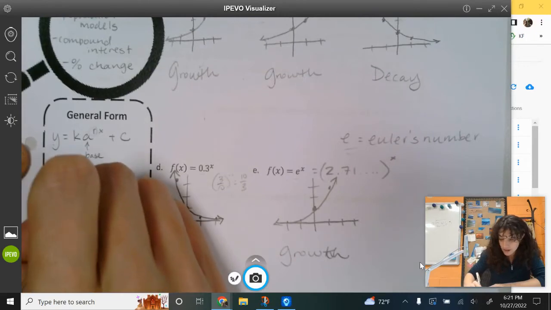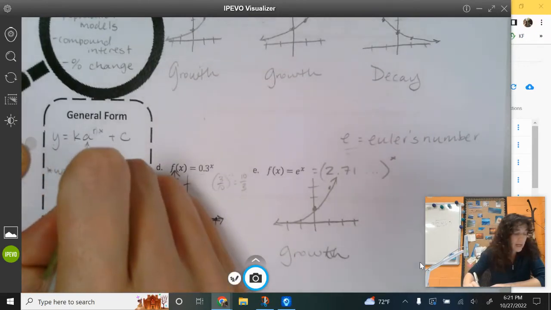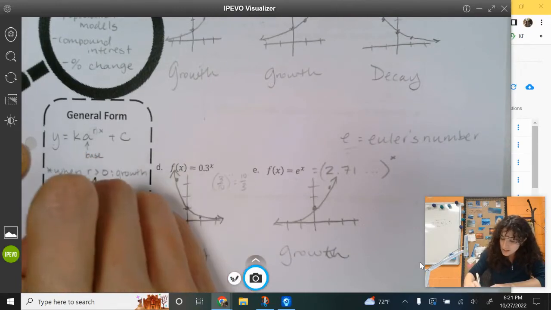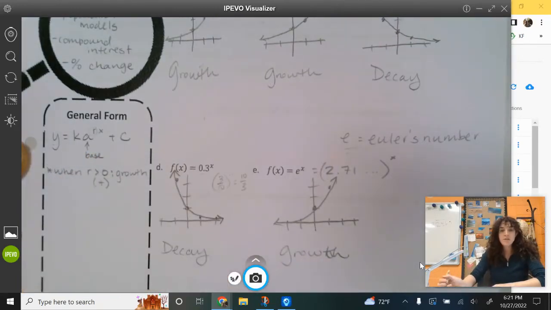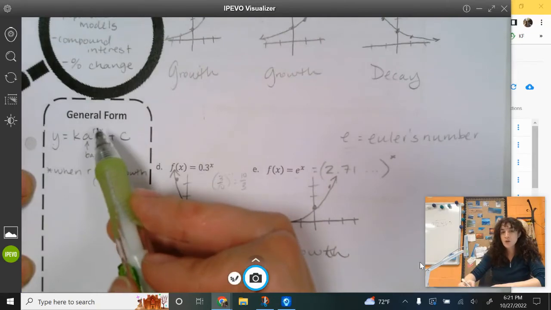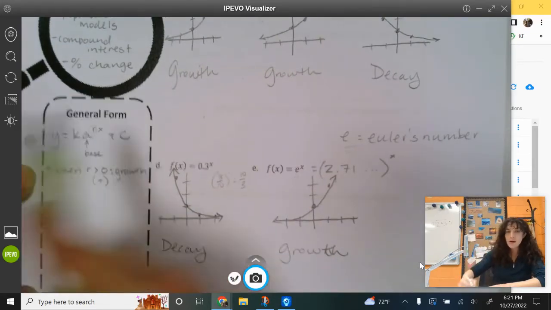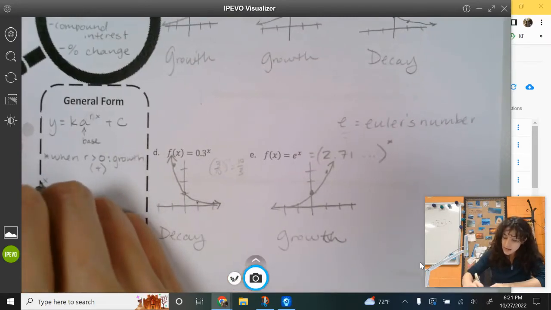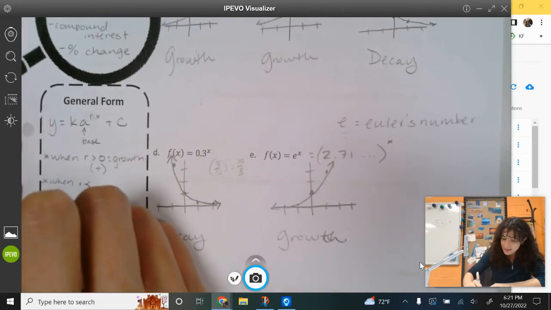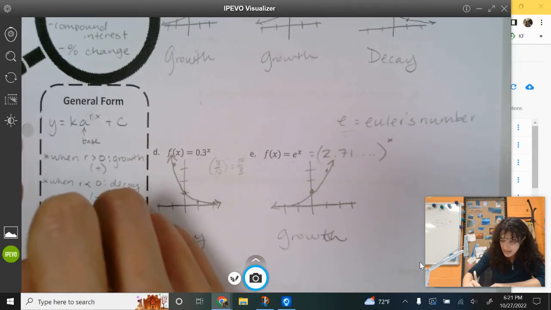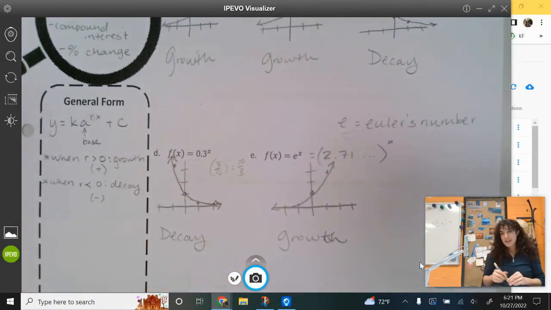When you have an R value and R is greater than 0, this will indicate a growth. In other words, when it's positive, right? If R is greater than 0, so if this exponent up here is positive, there's no negative sign, then it's going to grow. Versus when R is less than 0, then it's going to decay. So if it's a negative exponent up there, then it'll decay.